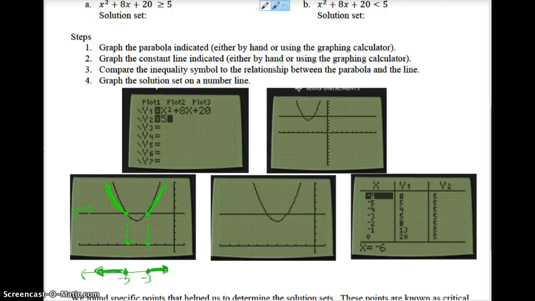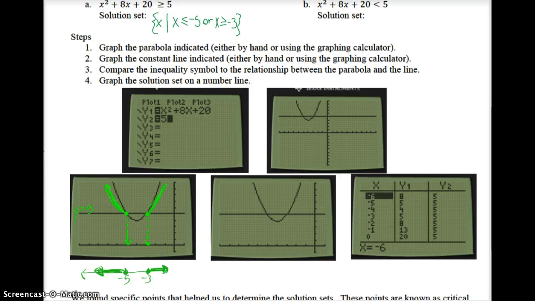So when we write that up as our solution set, we're going to say all values of x such that x is less than or equal to -5, or x is greater than or equal to -3. And that represents the graph that we just created. Let's take a look at the next one.